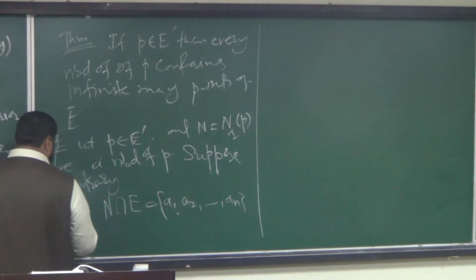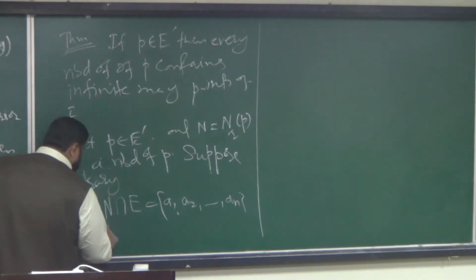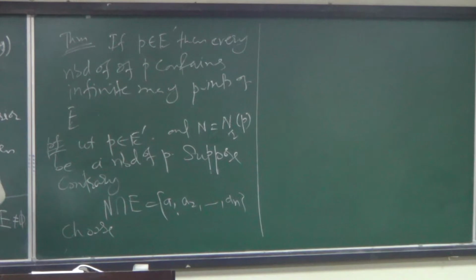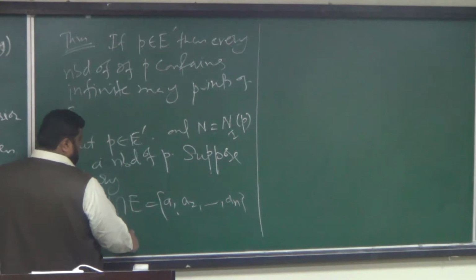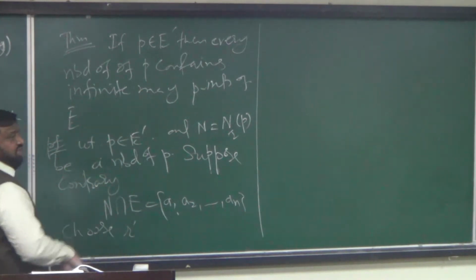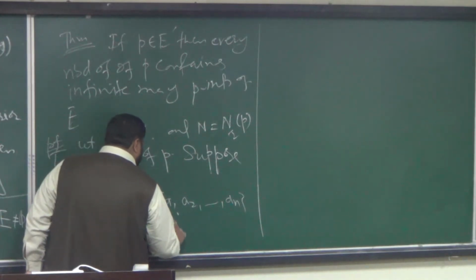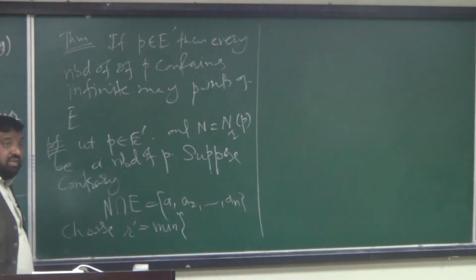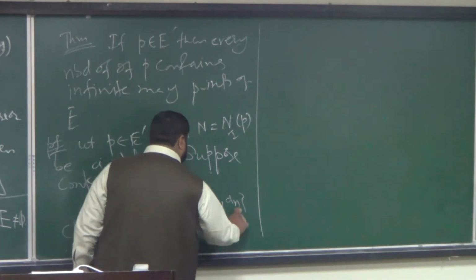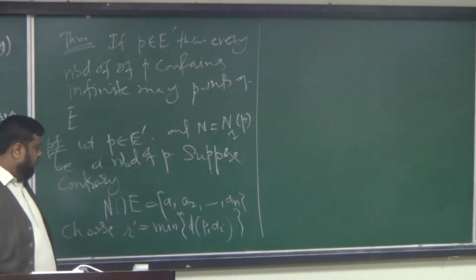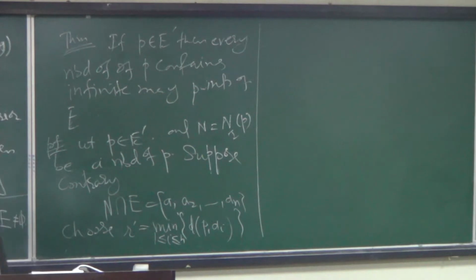So what should I do? I would say choose a radius. Keep on guiding me. What name should I give to this radius? Let's give it the name R prime, because I've already used R. And R prime is what? It's the minimum of the distances between P and Ai, where i belongs to 1 to n. Okay?